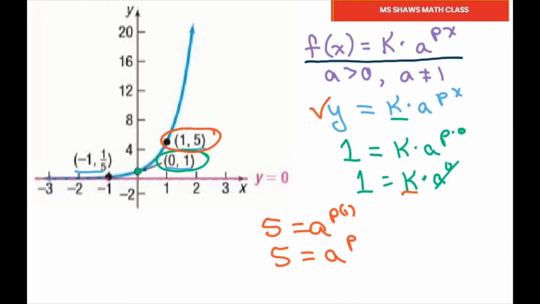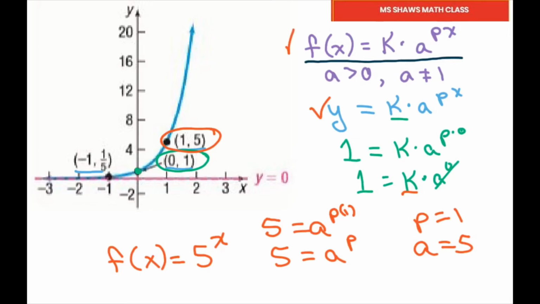Therefore, if I let my a, if p is 1, then my a equals 5. And if you do that, then what you have is your f of x equals k, which is 1, so I don't need to put that, 5 to the x power. I'm just filling in this right here. My k was 1, and my p was 1. And I filled it in.